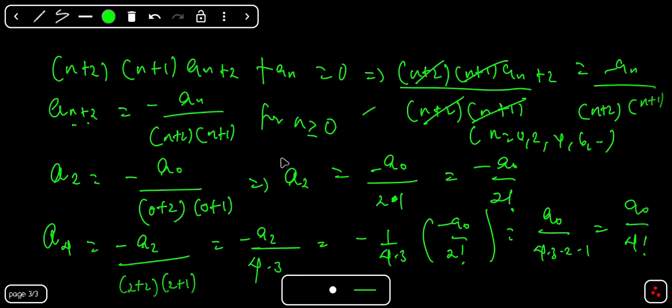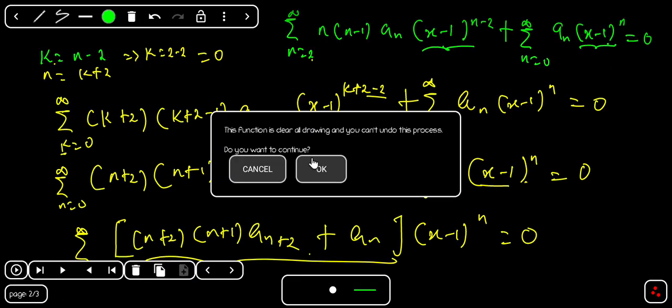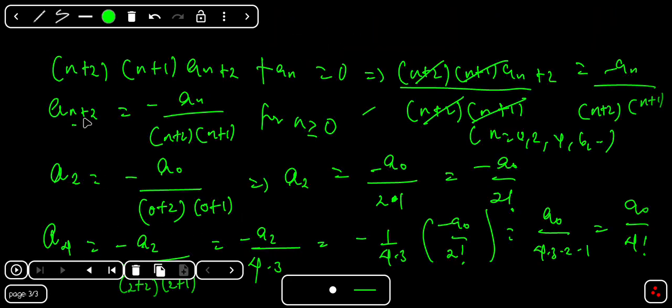Now, what if when n is equal to 4? So what are we going to have? When n is 4, let me go to another page and let's do that. So when n is 4, we are going to have a6, okay? Because from where we stopped, this is an plus 2. So when n is 4, you are going to have 4 plus 2, which is 6. So we're going to have a6.